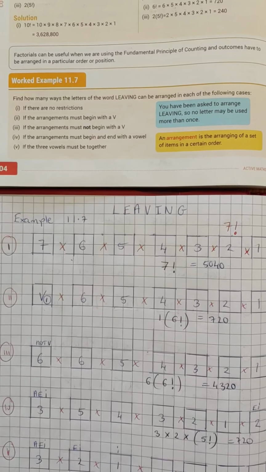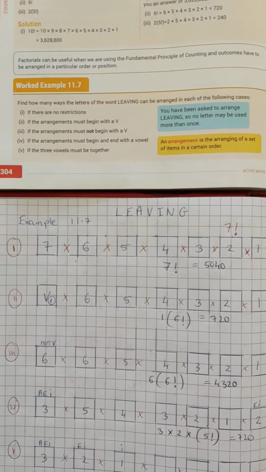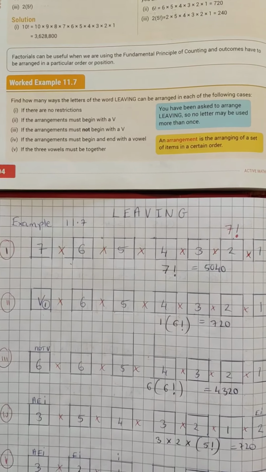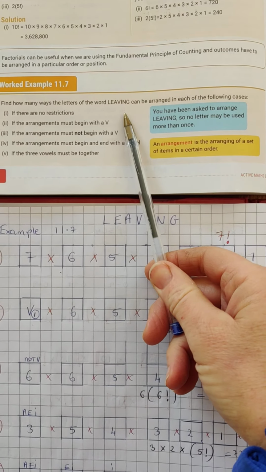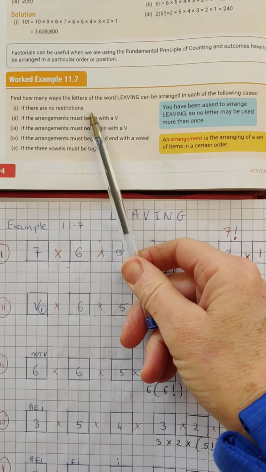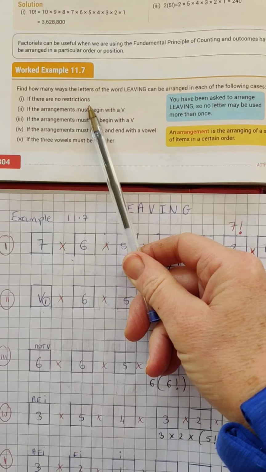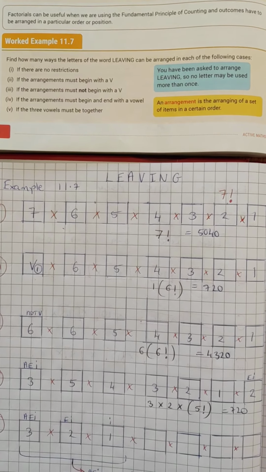This is example 11.7 on page 304. You take the letters of the word leaving, and there are 7 letters in it. And how many ways can they be rearranged if there are no restrictions? In other words, it doesn't matter which letter comes first.